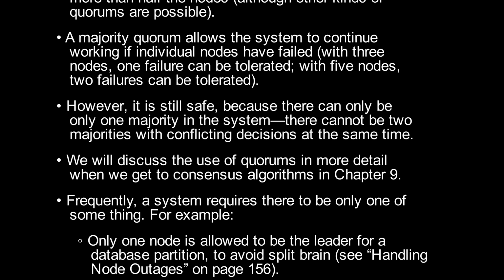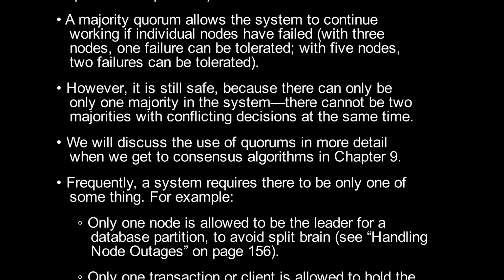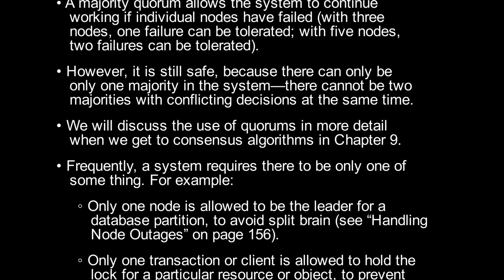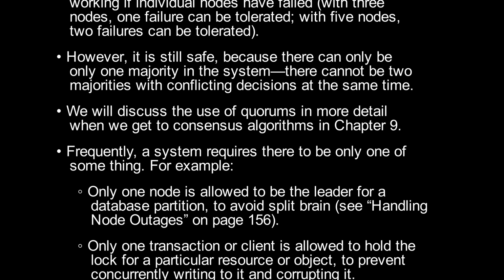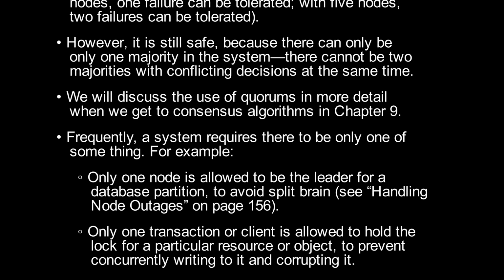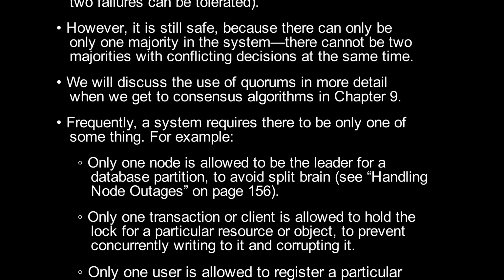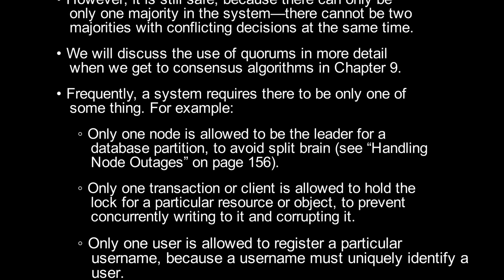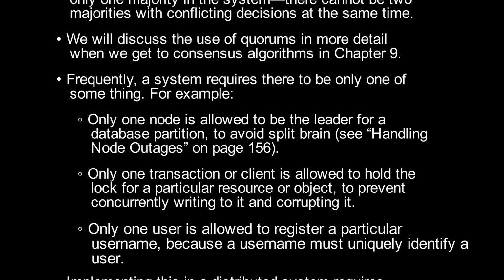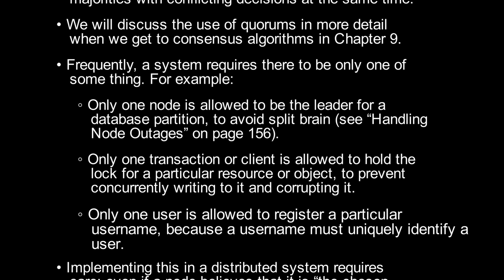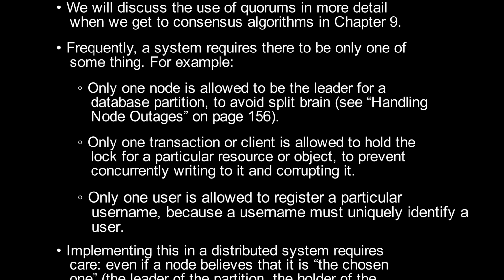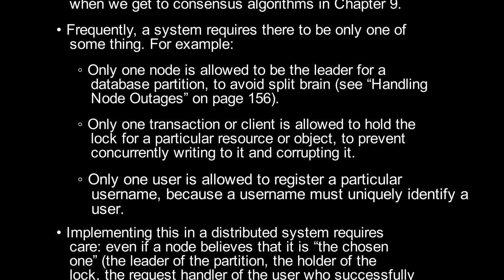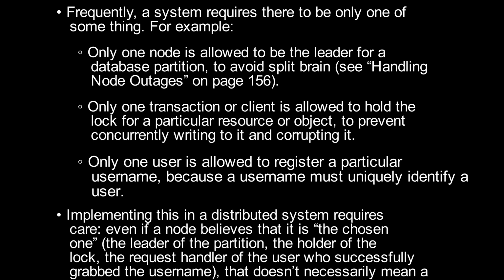Frequently, a system requires there to be only one of something. For example, only one node is allowed to be the leader for a database partition, to avoid split brain. See handling node outages on page 156. Only one transaction or client is allowed to hold the lock for a particular resource or object, to prevent concurrently writing to it and corrupting it. Only one user is allowed to register a particular username, because a username must uniquely identify a user.